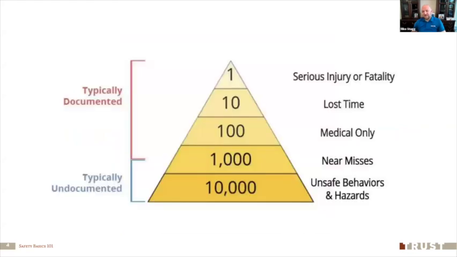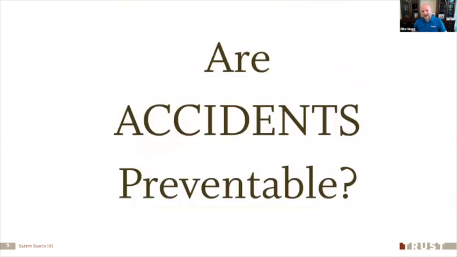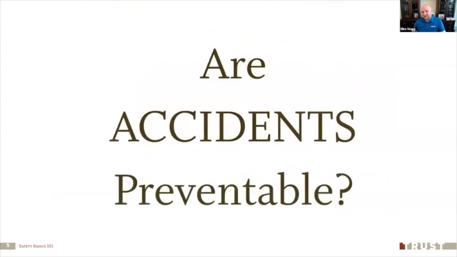All right. As we talk about accidents, those that are typically documented are the serious injuries or fatalities, things that make us go to the doctor or lose time. Sometimes we might document a near miss, but a lot of times we're not documenting the unsafe behaviors or the hazards or all of our near misses. Typically we're not looking at those. Sometimes we just gloss over them. And that's why we've got to get back to the basics, because our accidents are preventable.